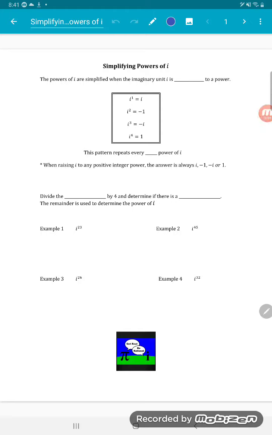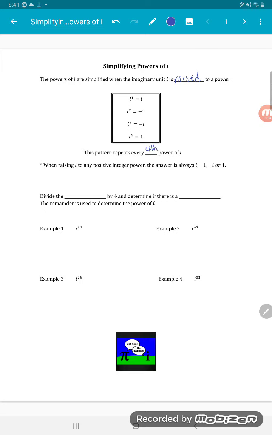We are going to simplify the powers of i. The powers of i are simplified when the imaginary unit i is raised to a power. In the box, i to the first is i, i squared is -1, i to the third is -i, and i to the fourth equals 1.